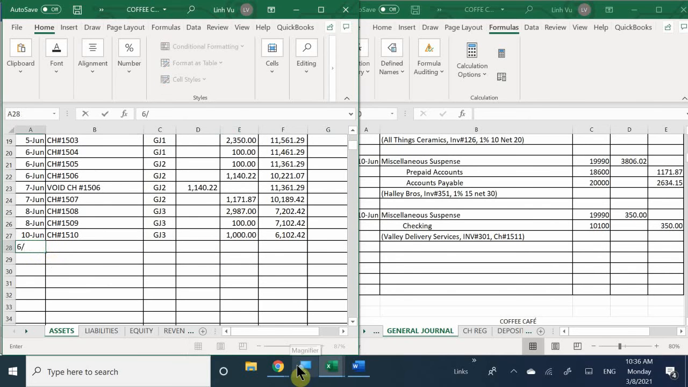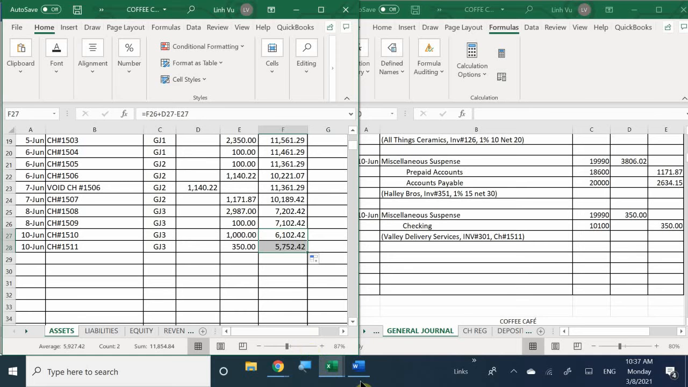Okay, so again, 610, check number 1511. General journal number 3 once again, and we wrote a check out for $350, which should decrease our account to be now $5,752.42.